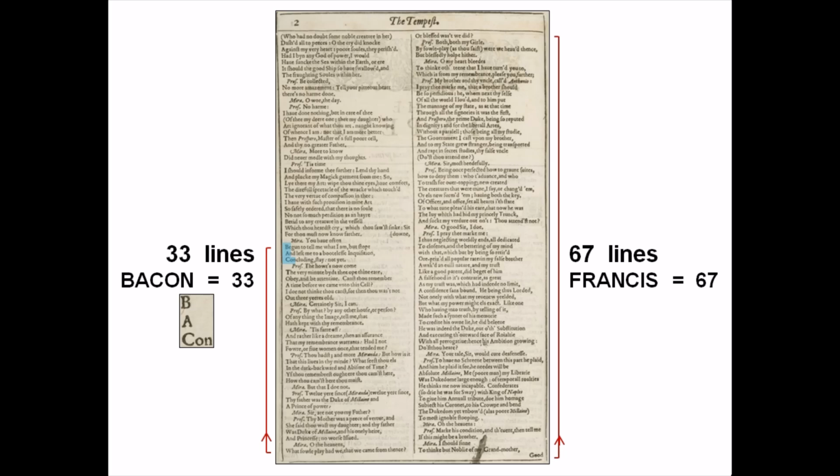Then go to the left column, counting upwards, and the Bacon acrostic begins on line 33. Again, the gematria value of the name Francis is equal to 67, and Bacon is equal to 33. So I'm suggesting that the page may have been typeset with the numbers equal to the name Francis Bacon in mind.